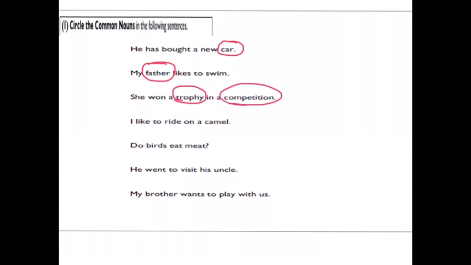I like to ride on a camel. Camel's the common noun. Do birds eat meat? Birds and meat are both common nouns. He went to visit his uncle. Uncle is a common noun. My brother wants to play with us. Brother is the common noun.